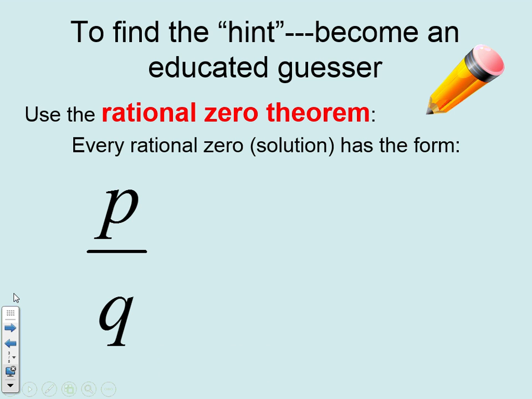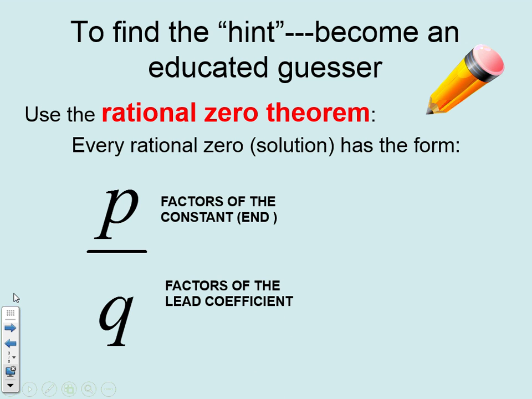P, I'm going to tell you, is all the factors of the constant at the end of your polynomial. So when you have your polynomial in standard form, the number that doesn't have a variable at the end, if you factor it, that's your P. Okay? Your Q is all your factors of the leading coefficient. So when your polynomial is in standard form, you find your lead coefficient, that's at the beginning, and you factor it. Those are your P's over Q's.